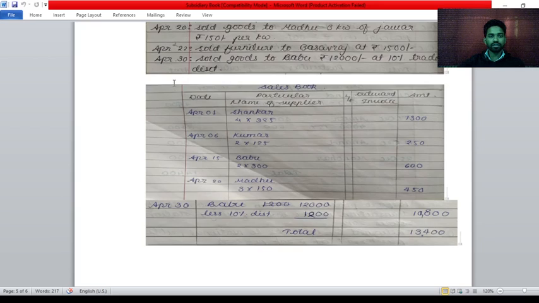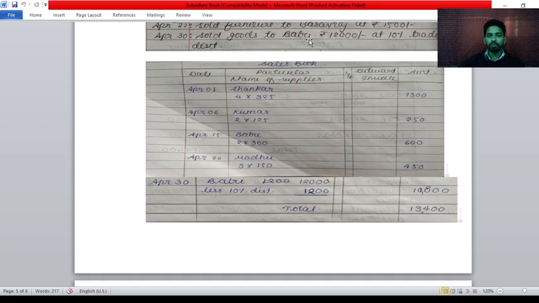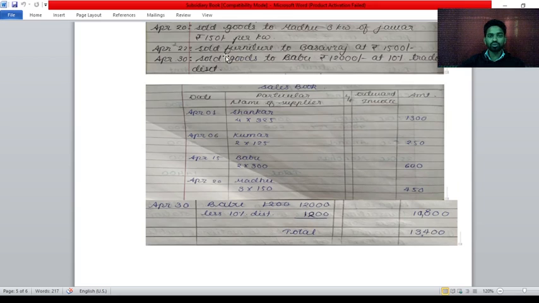Next, on 22nd April, sold furniture to Basavaraj at rupees 1500. Now see, this is a transaction of sold furniture. What did I say about the meaning of the sales book? Only the credit transactions related to sales are recorded in the sales book, whatever goods are sold on credit basis, except cash sales and sales of assets. Here, the sold furniture is an asset, so this transaction is not recorded in the sales book.